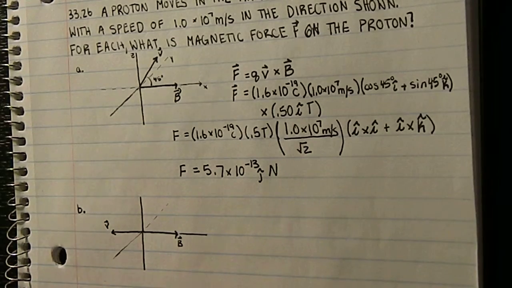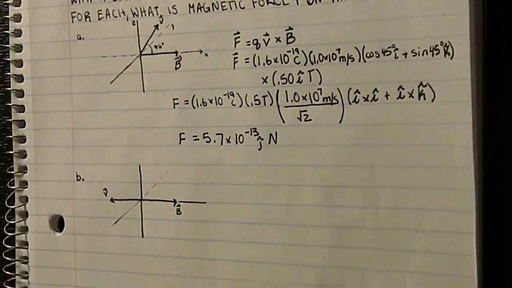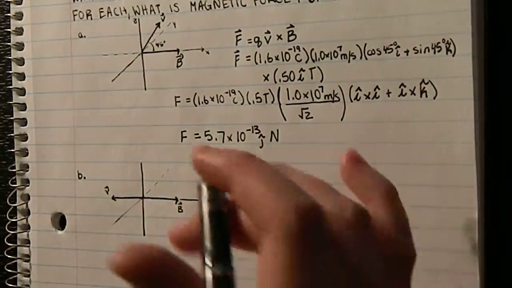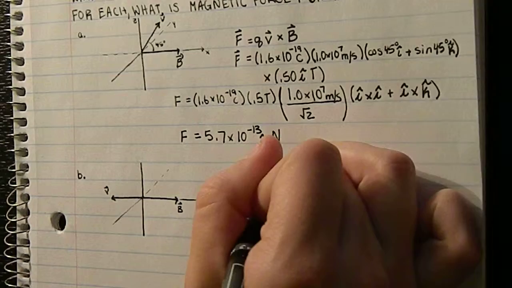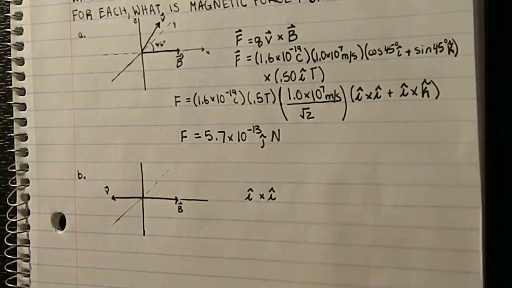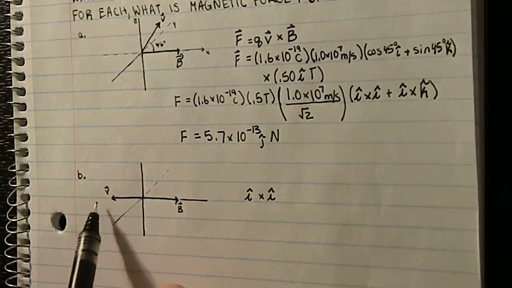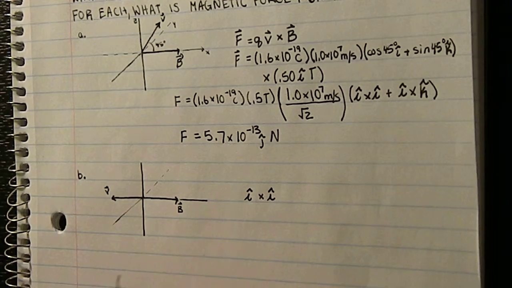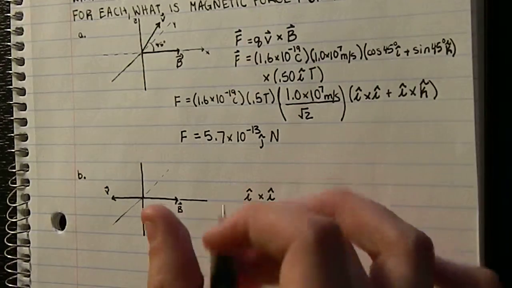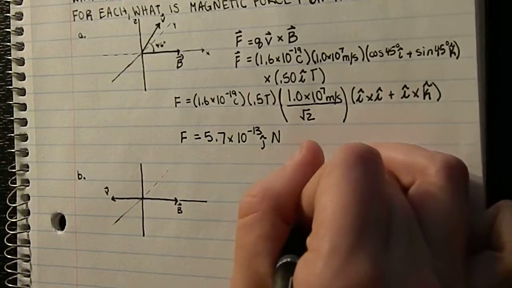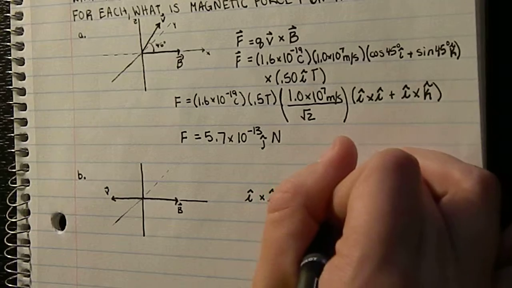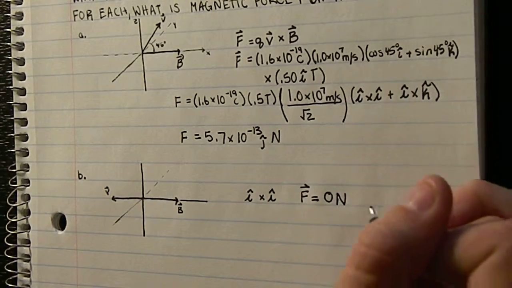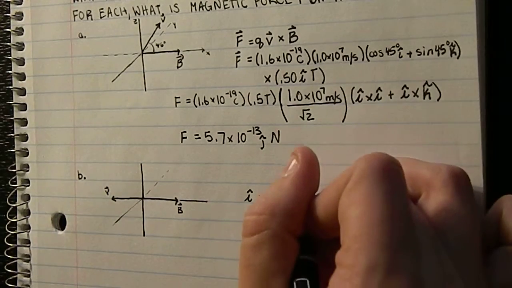Then for our second figure, we have only I hat crossing I hat, because our V and our B are both along the X direction, and so this creates our magnetic force to be 0 newtons. And those are our final answers.